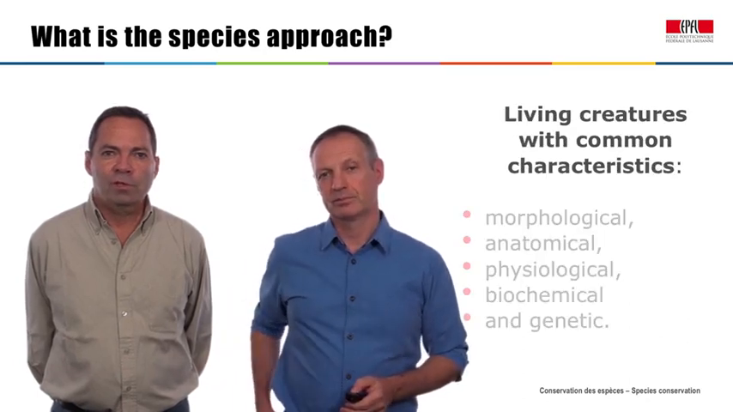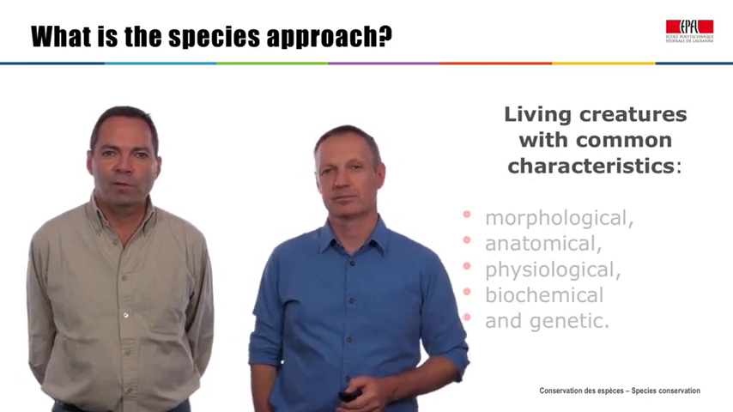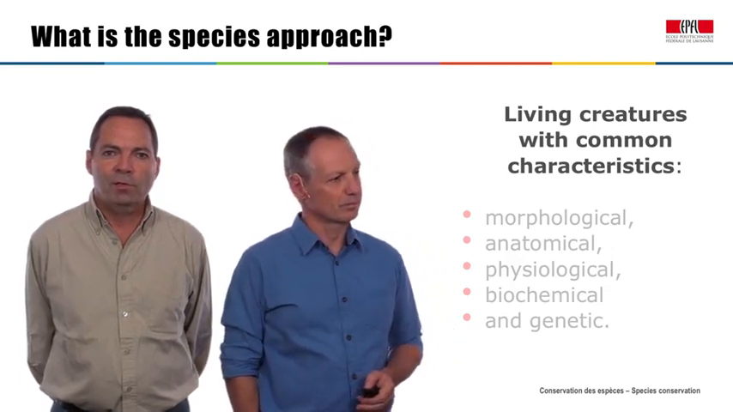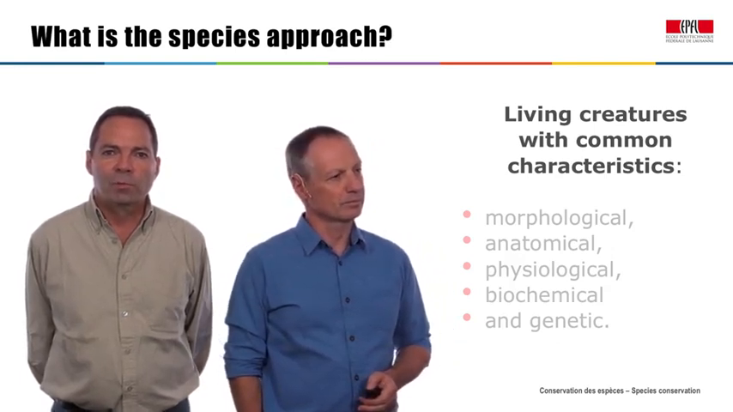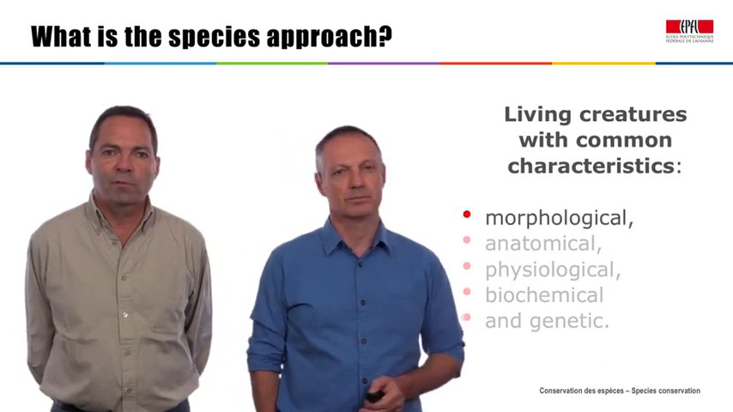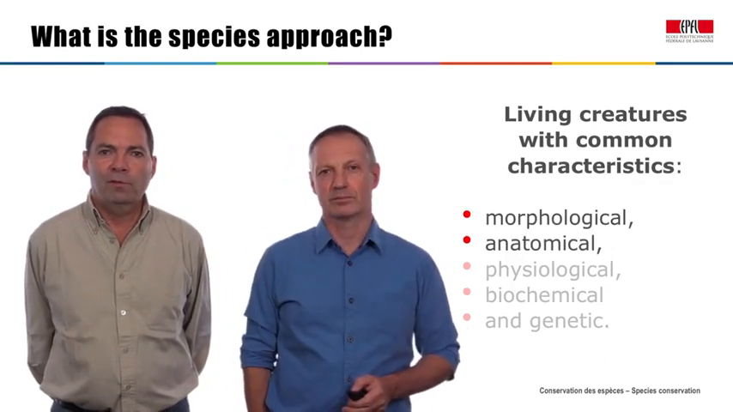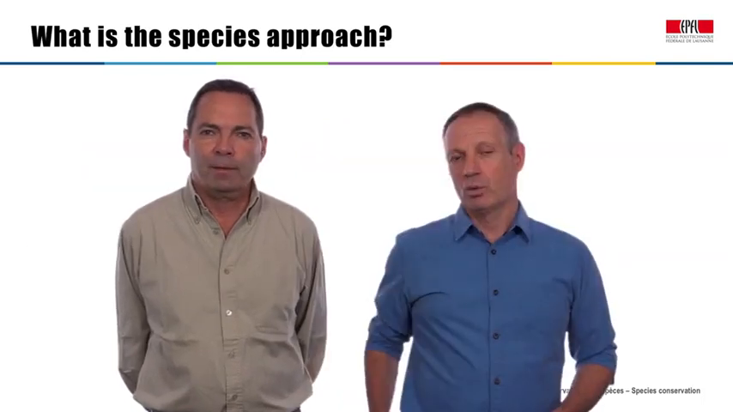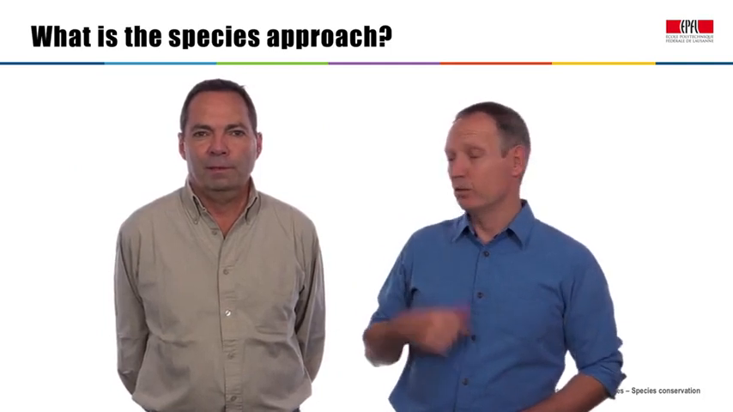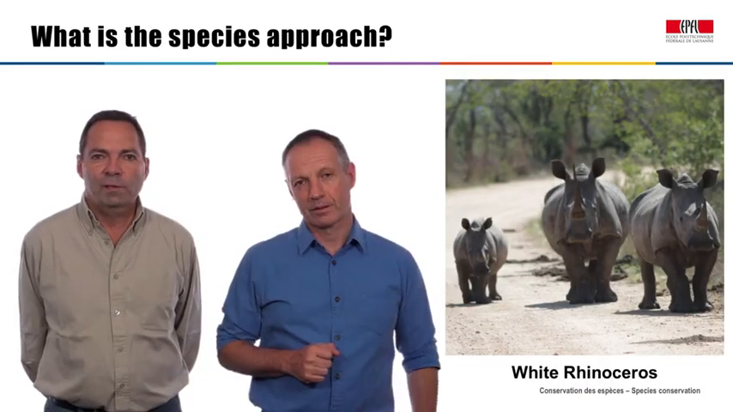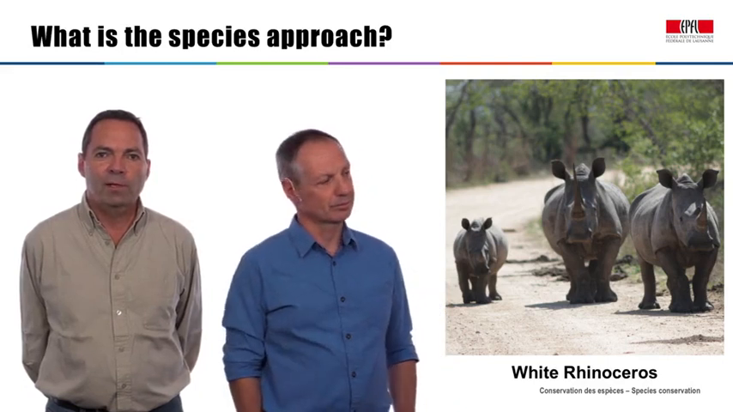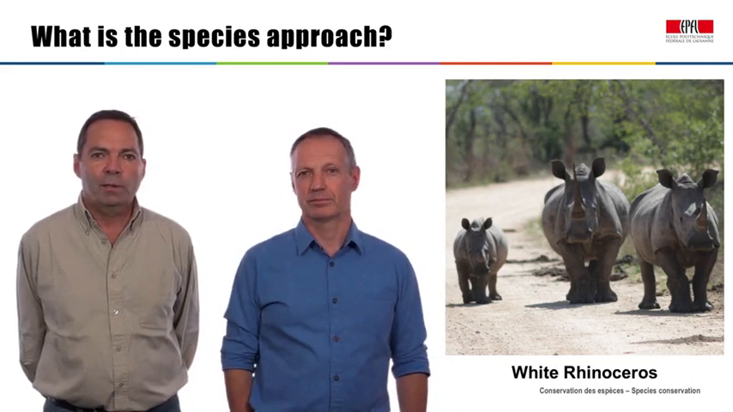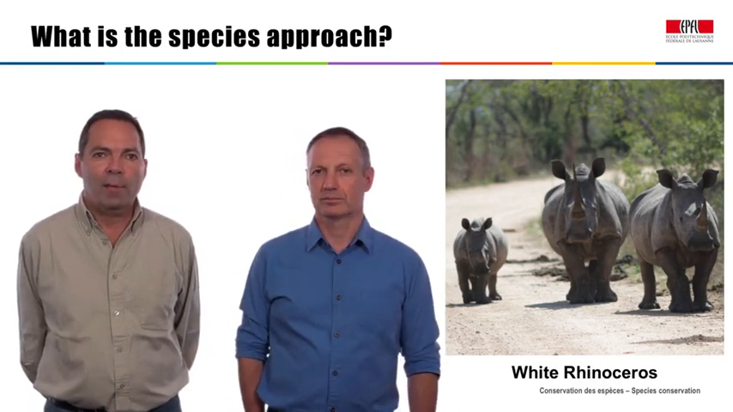We know that biodiversity conservation is carried out by conserving genes, species, and ecosystems. Species is the basic unit of classification that groups living creatures sharing the same morphological, anatomical, physiological, biochemical, and genetic characteristics. We will come back on this in detail in the next sequence. A species is a group of living creatures that can interbreed and that will have a fertile offspring. It is usually connected to one or several habitats.